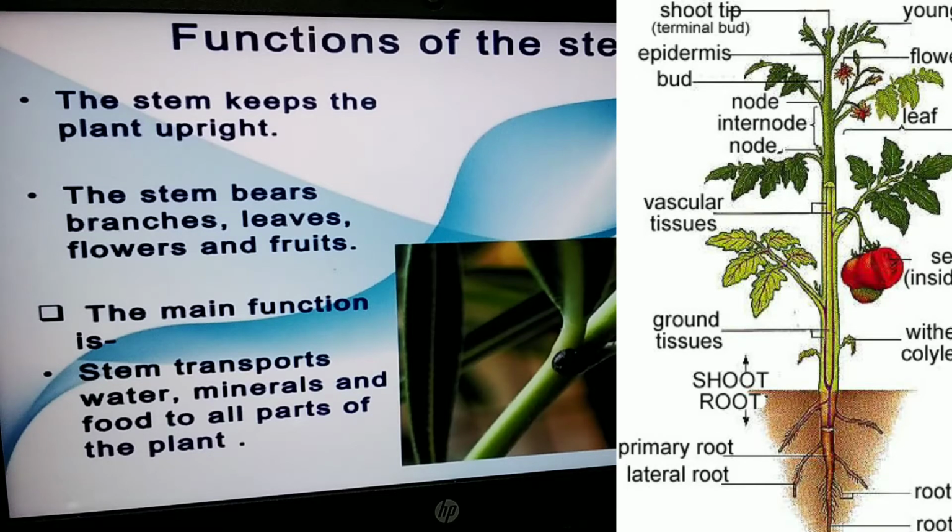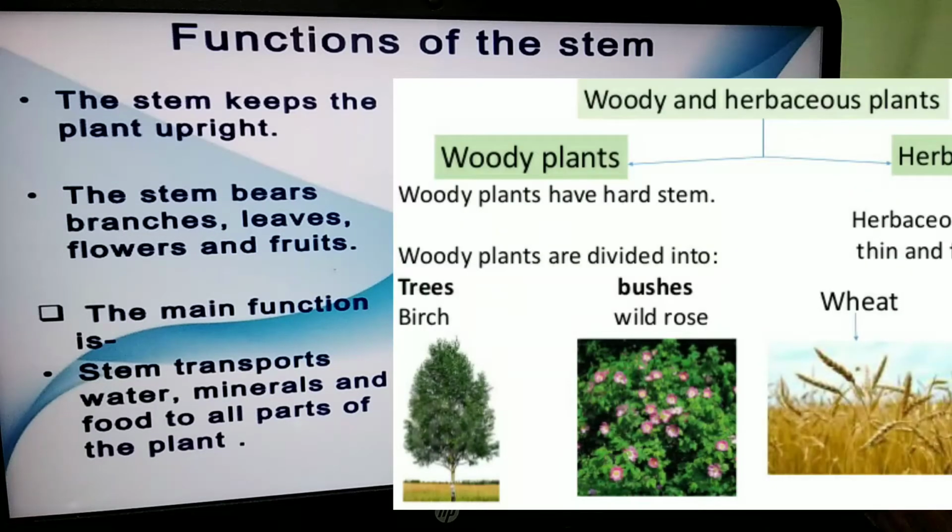Trees have strong, woody, tall, and erect stems. But some plants do not have strong and erect stems, so they cannot stand straight, and they are called weak stemmed plants. Some weak stemmed plants like lawn grass and strawberry grow along the ground. They are called creepers.